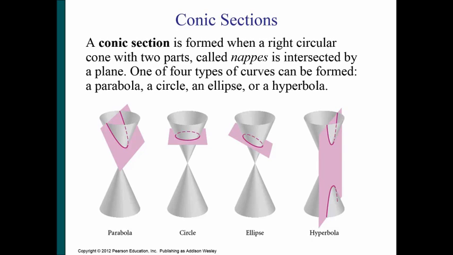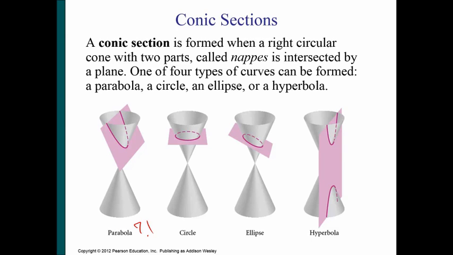The reason they call them conic sections is because if you take a cone and you slice through it with a plane or a sheet of paper, you can create all four of these shapes. So if you slice through a cone with a sheet of paper at an angle like this, you get a parabola, and this is 7.1.